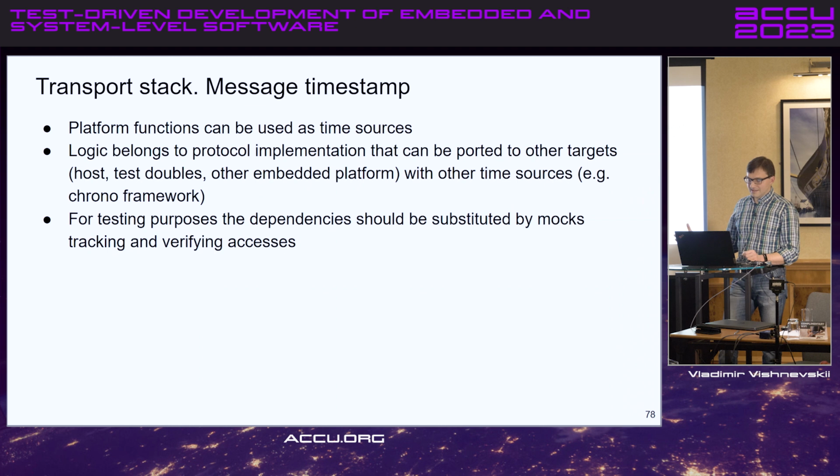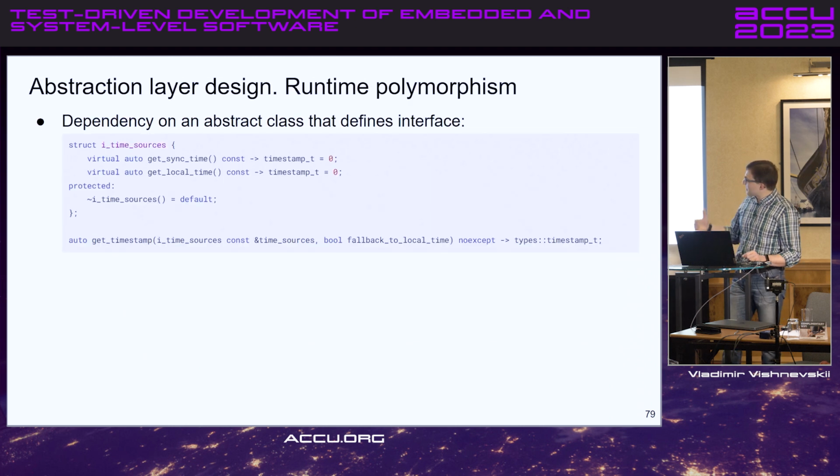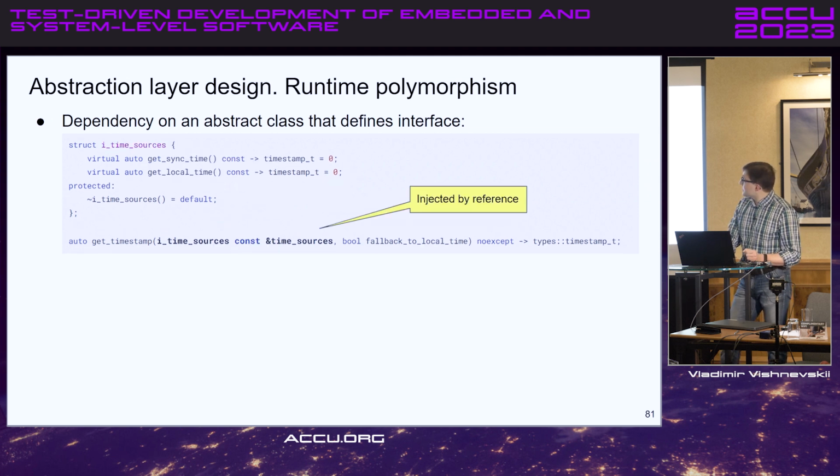So if we are porting the stack, it can be ported to host or to test doubles that are supposed to be used in integration testing. So we will be considering it from the portability point of view. And for testing purposes, we need to decouple them and inject the dependencies on these time sources. Now we are coming to how we can do this. One of the typical approaches is to introduce an abstraction layer. The abstraction layer quite often is done using just runtime polymorphism. We introduce an interface, and this interface is injected into our function.